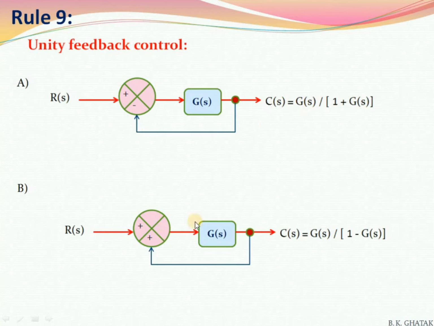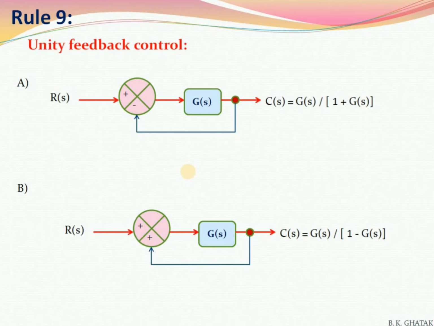Clear? Now we put a feedback path with a positive sign. Here we applied a feedback path as a negative feedback path. Here we applied a feedback path with a positive value equal to 1. We applied a positive feedback path. So the expression should be CS equal to GS by 1 minus GS. Clear? So here HS is equal to 1. So we have read all the rules from rule number 1 to 9.